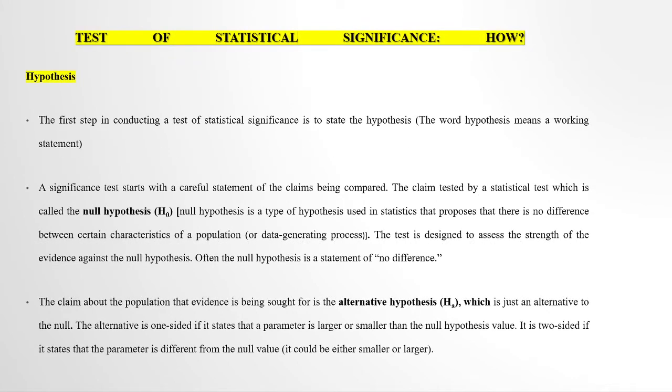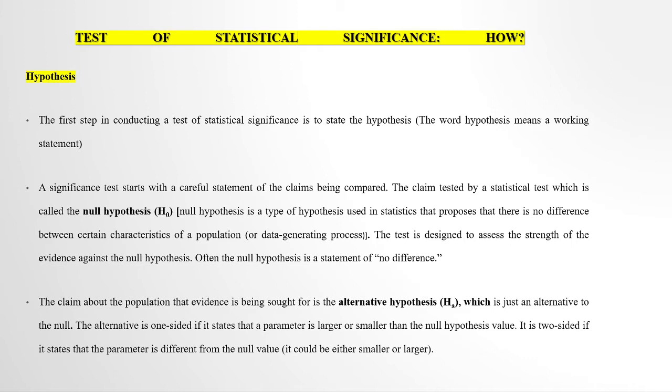Now what are the steps involved? The first and foremost step for conducting a test of statistical significance is to state the hypothesis, which in literal terms means a working statement. A significance test starts with a careful statement of the claims being compared. The claim tested by a statistical test is called the null hypothesis, or H0, as represented here, you can see.